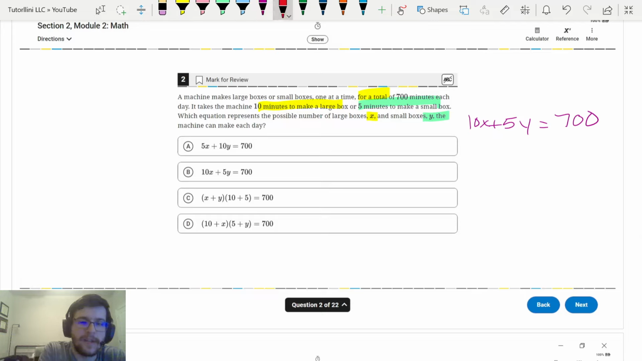So kind of right away, this is like a product, right? So these guys are kind of wrong. And the problem with A is the numbers are mismatched with the coefficients. They're not with the correct thing. So large boxes has to go with large boxes. Small boxes has to go with small boxes. So that one's wrong as well. So 2's got to be B.